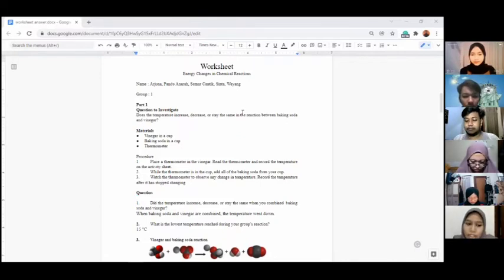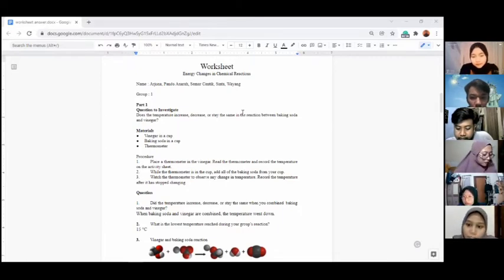For the discussions, there are 5 questions. The first question is, did the temperature increase, decrease, or stay the same when we combine baking soda and vinegar? The answer based on our discussion is, when baking soda and vinegar are combined, the temperature went down. The next 2 questions will be delivered by Wayang.